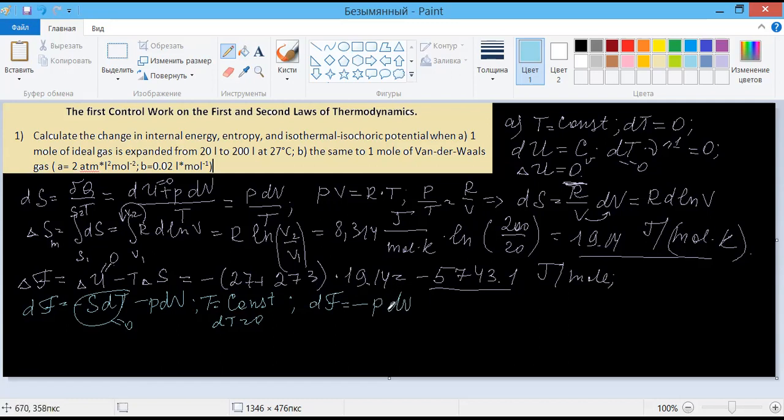Okay, and that means minus RT over V times dV. Now we can integrate, right? But R and T are constant.